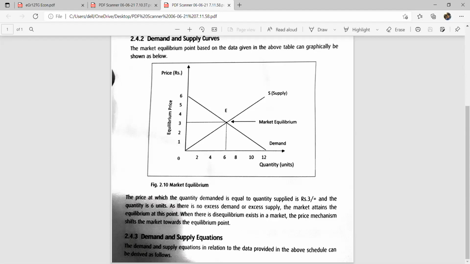So what do we realize here? Change in the market equilibrium. Sometimes equilibrium price will rise. Sometimes equilibrium price will fall. Sometimes quantity will rise, price remains the same. Sometimes quantity will fall, price remains the same. Variety of changes. So all these changes are categorized in here.